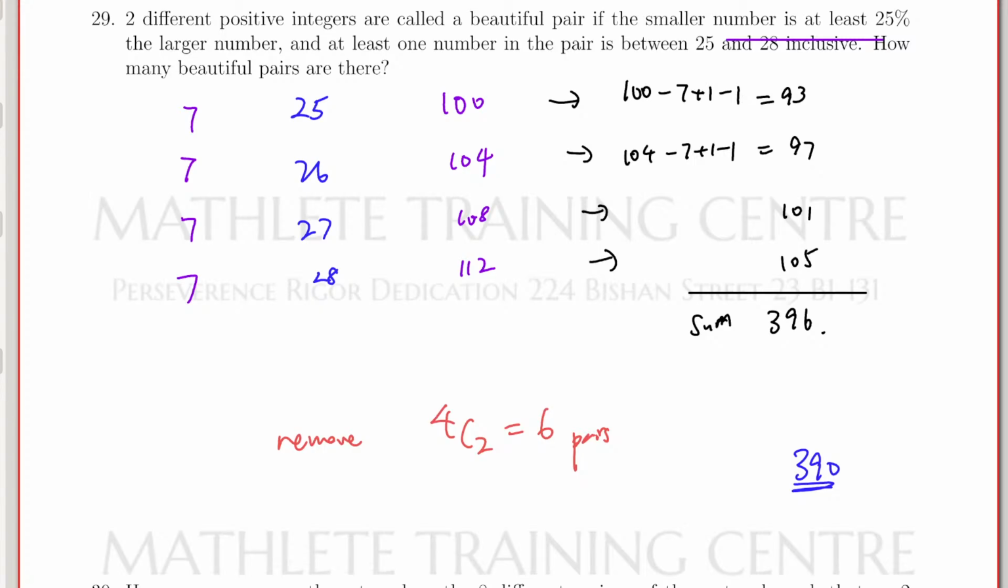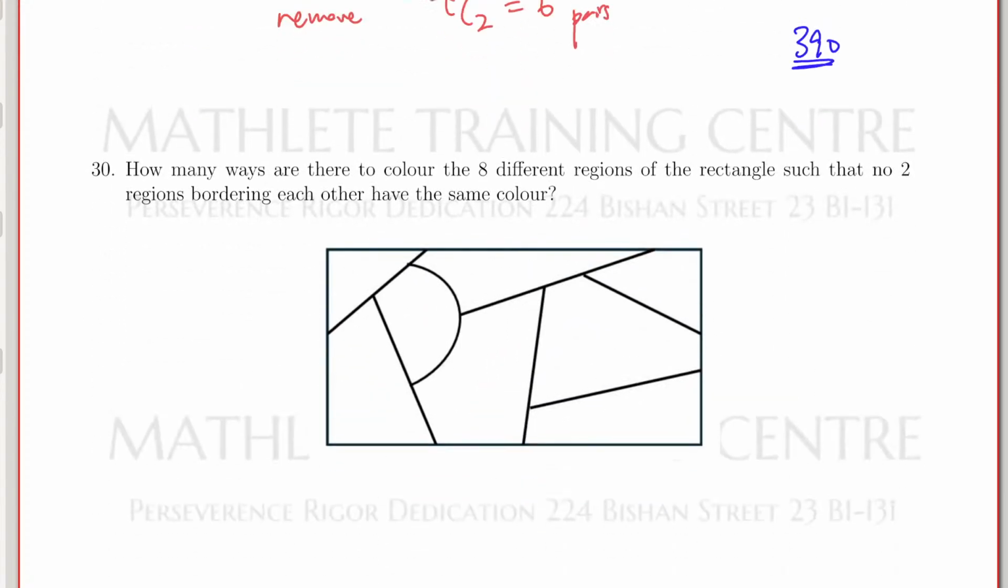Okay, we have our last question here. How many ways are there to color these 8 different regions of the rectangle with 4 colors so that no two regions bordering each other have the same color? Now, when we have such a question, we want to start from somewhere in the center because it's usually easier to start from the center than from the outside.